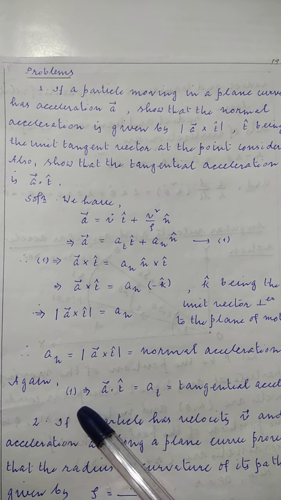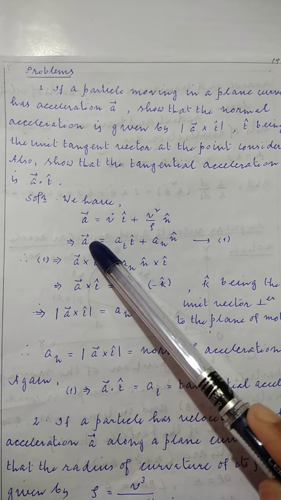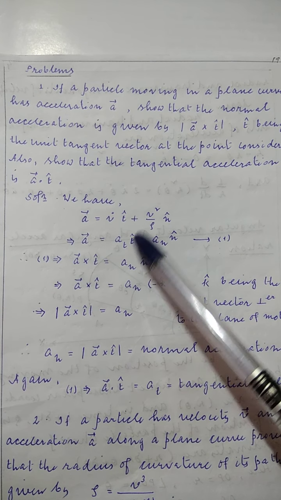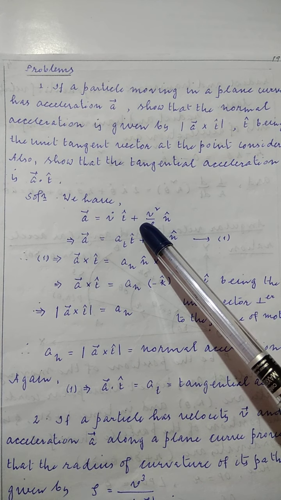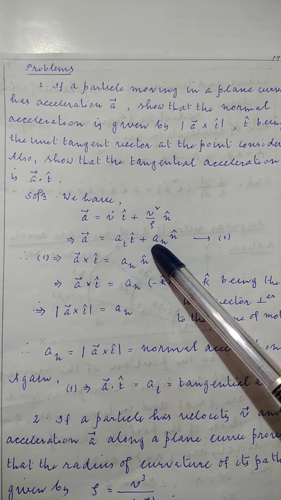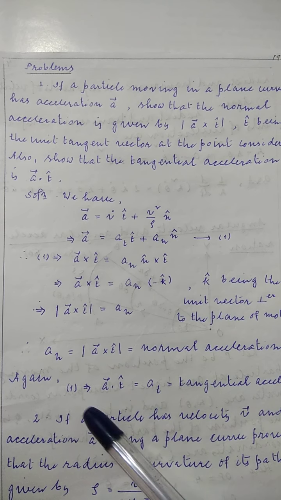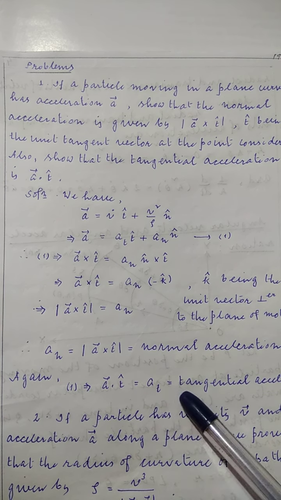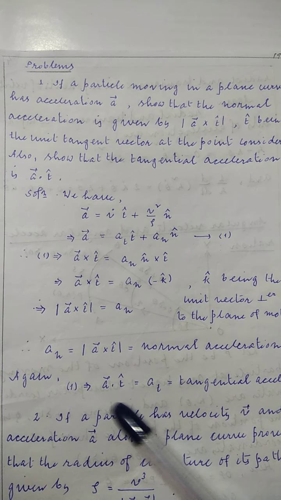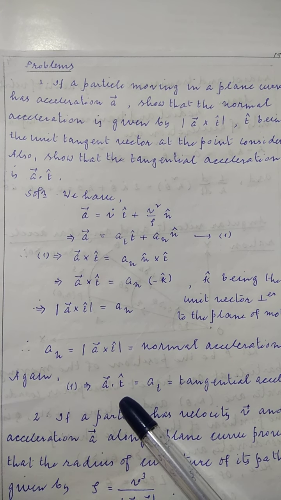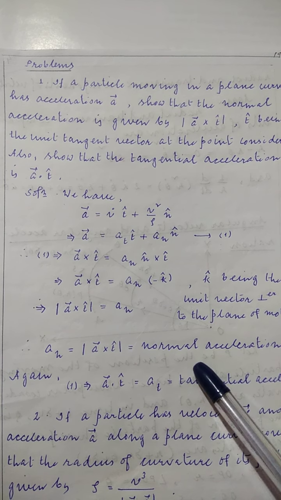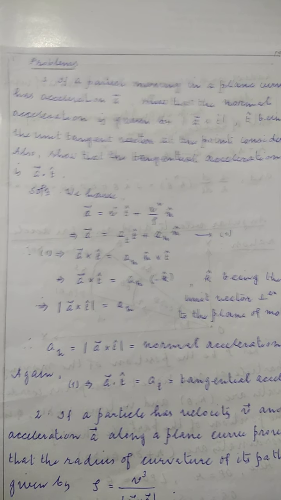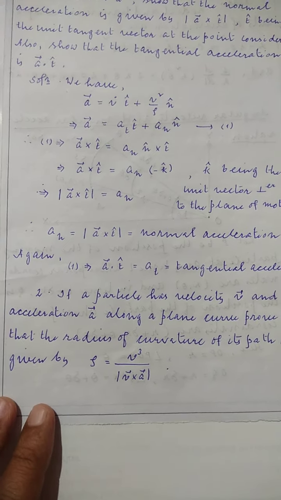Next, let's take the dot product of equation 1 with t cap. In the dot product, t cap dot t cap gives 1, and t cap dot n cap gives 0. So vector a dot t cap is a_t. The tangential acceleration is given by the dot product of the vectors a and t cap. This way we can obtain the normal acceleration and tangential acceleration. Now let's move to the next problem.